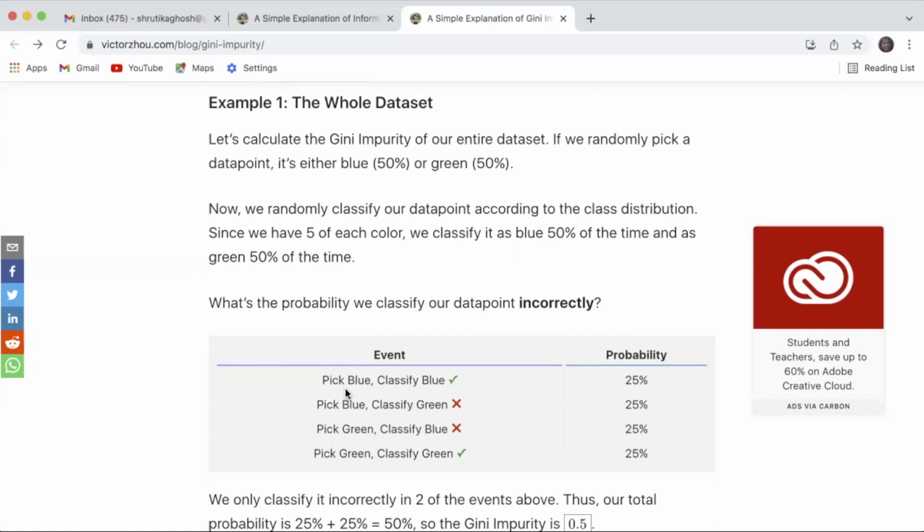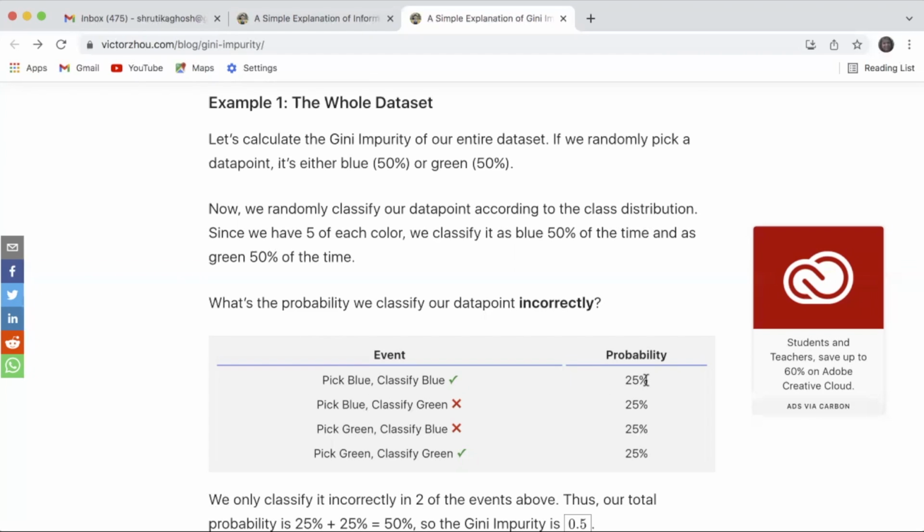That is 50%. Now the ball is in our hand, we don't know what the color is, and we want to predict whether the ball is green or blue. So again, the probability that we say it is blue is 50%. So overall, from the laws of probability, the probability to pick up a blue ball and at the same time classify it as a blue ball is going to be 25%.